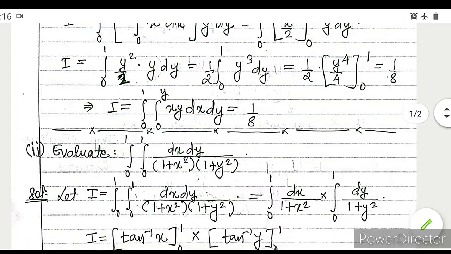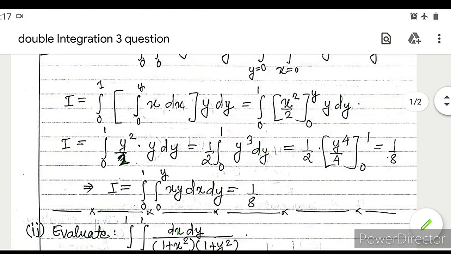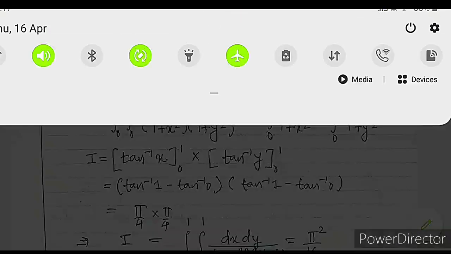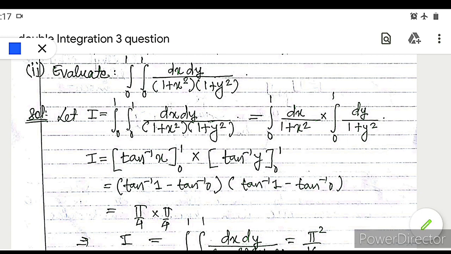So let's take the second example. We have to evaluate the double integration from 0 to 1, one more integration with the same limit, and the integrand is 1 upon (1 plus x square)(1 plus y square), dx dy. So let I denote this integration. So this is I.